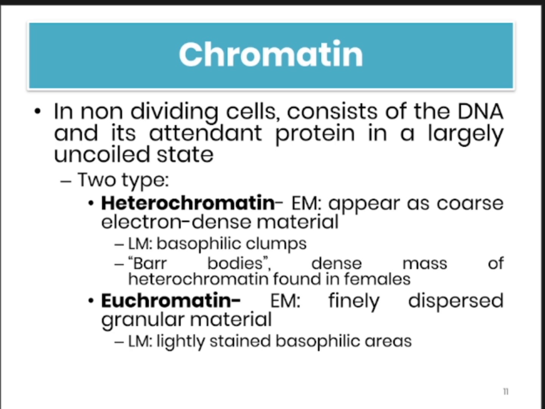For your heterochromatin, it predominates in metabolically inactive cells, such as your small circulating lymphocytes and also sperm, or in cells that produce one major product such as the plasma cells. Under your electron microscopy, it would appear as coarse electron dense material, while in light microscopy, it's like basophilic clumps. And we have this term Barr bodies. These are dense masses of heterochromatin, which are actually found in females.